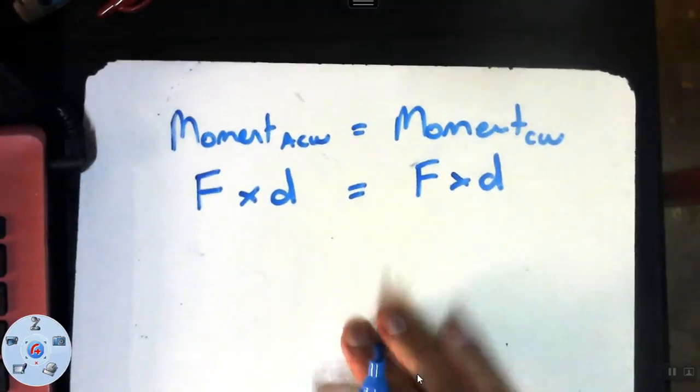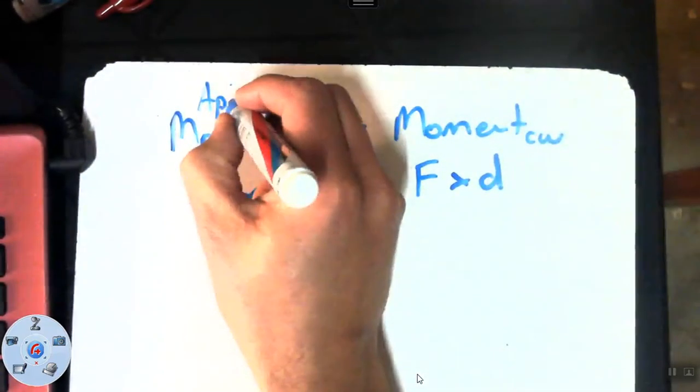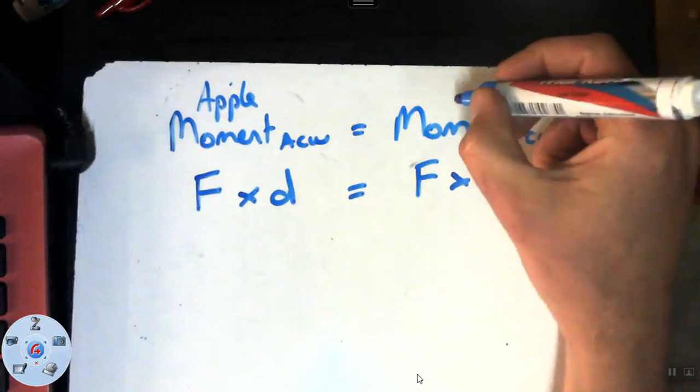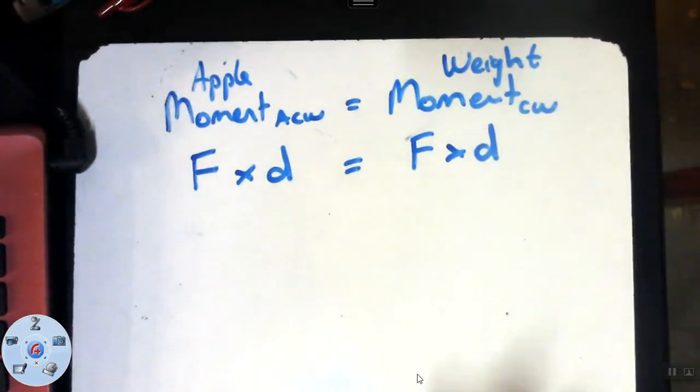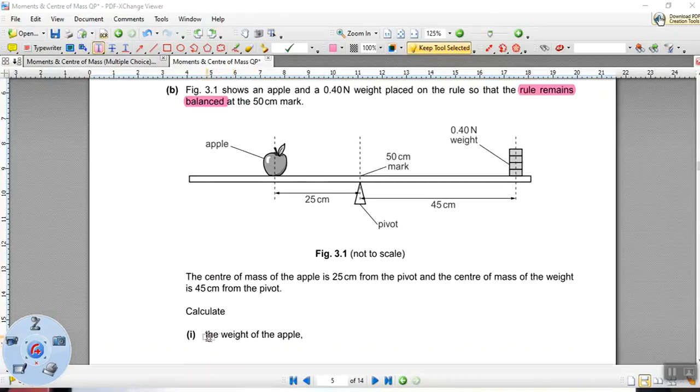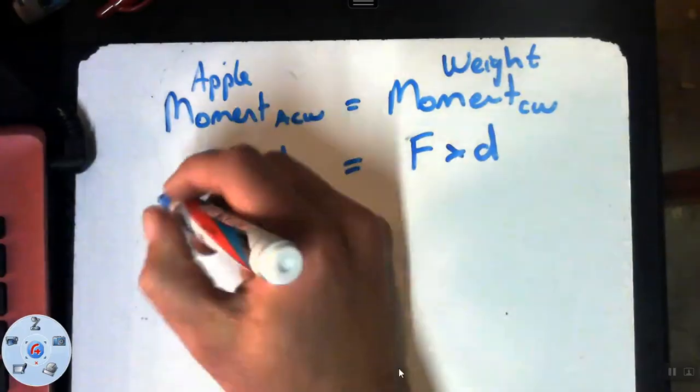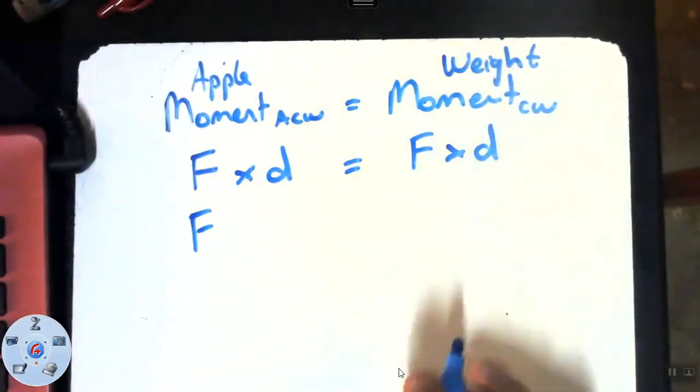The next step is to identify and substitute into the equation. We've already identified that the apple will be the anti-clockwise, and the weight would be the clockwise. If we look at our question, they ask us to calculate the weight of the apple. So we have the distance from the apple to the pivot, which we substitute on the left-hand side of the equation. We have the distance from the pivot to the weight, which we substitute on the right-hand side, and we've got the weight itself. So this is the force of the apple, which we want to calculate.